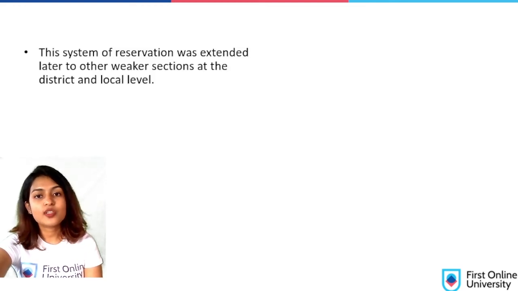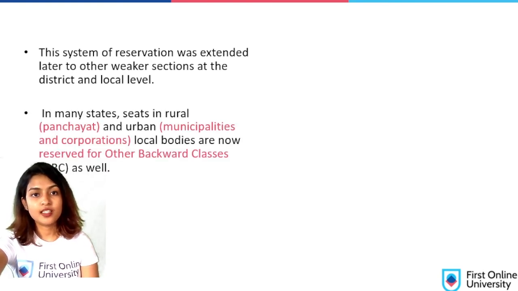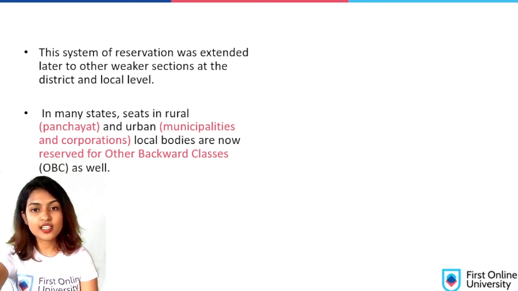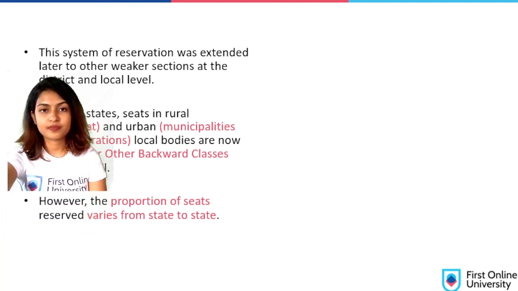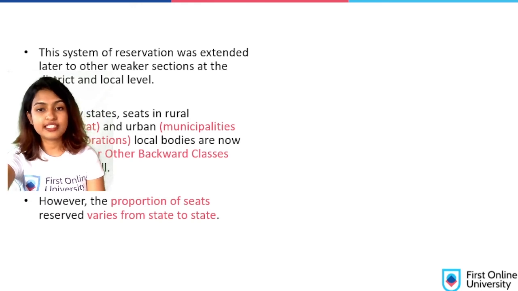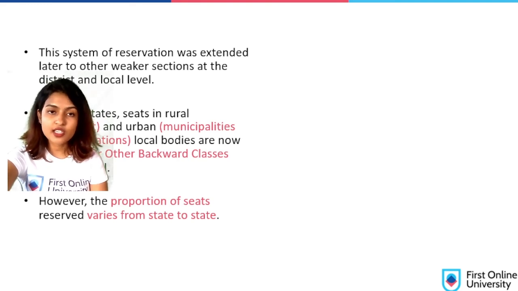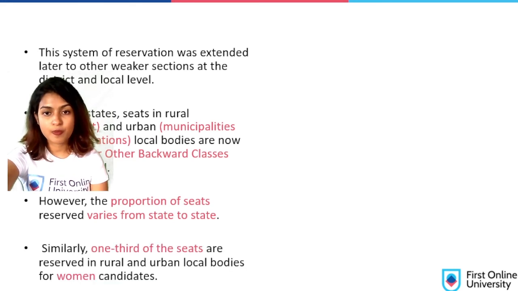This system of reservation was extended later to the weaker sections at the district and the local level. In many states, seats in rural areas, Panchayats, and urban areas like municipalities and corporations, local bodies, are now reserved for other backward classes as well. There is reservation for OBCs as well. However, the proportion of seats reserved varies from state to state. It is not common for all the states. A certain state will have more reserved constituencies and another state will have a lesser number.